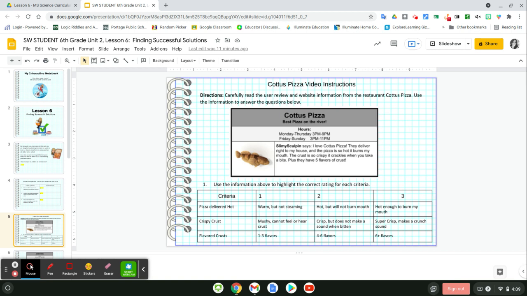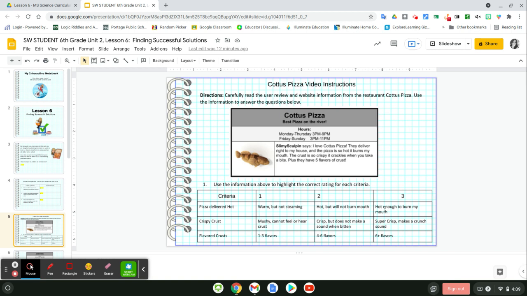Flavored crusts: we would rate a pizza place a 1 if it has 1 to 3 flavors. We would rate it a 2 if it has 4 to 6 flavors, and if the pizza place offers 6 plus flavors, we would give it a rating of 3. So highlight what we would rate each of these criteria: a 1, a 2, or a 3. At that point, you would give it a number. You would add up your ratings, okay?